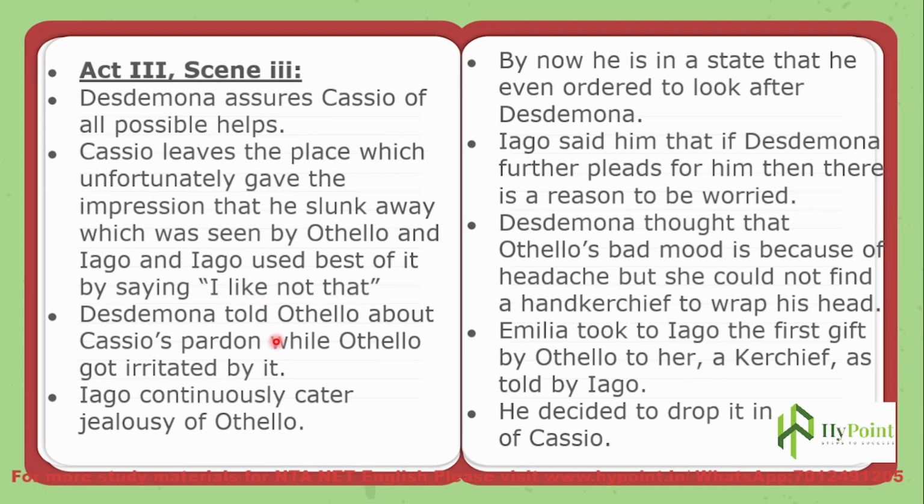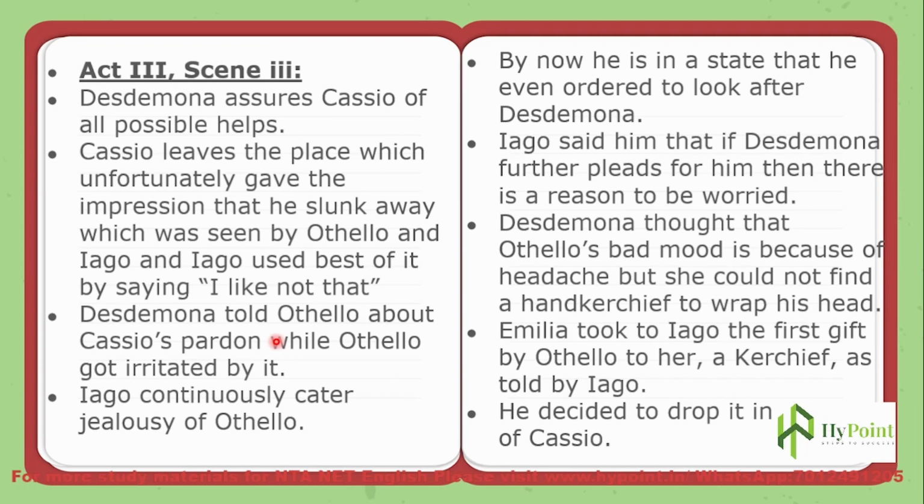Desdemona was unaware of Othello's impressions about her, the sudden change of his mind and all. So Desdemona told Othello about Cassio's pardon, and Othello was getting irritated by hearing this, because the seed of suspicion was already there in his mind, which was sowed by whom? Iago. So when he heard the name Cassio from Desdemona's mouth, and she was even saying some good words in favor of him, he actually got irritated.